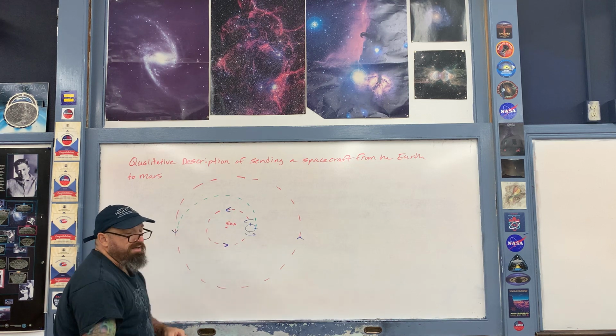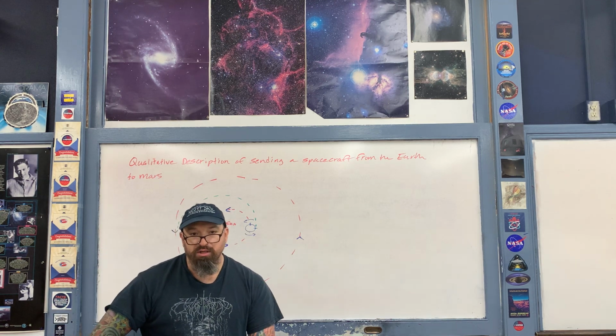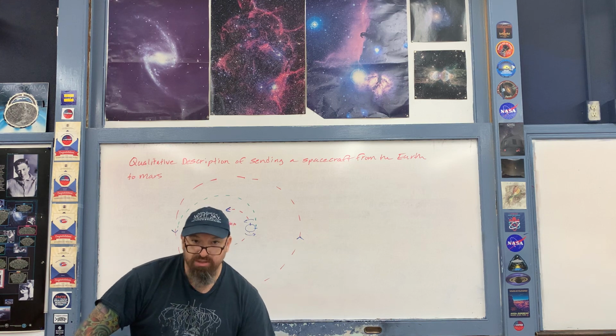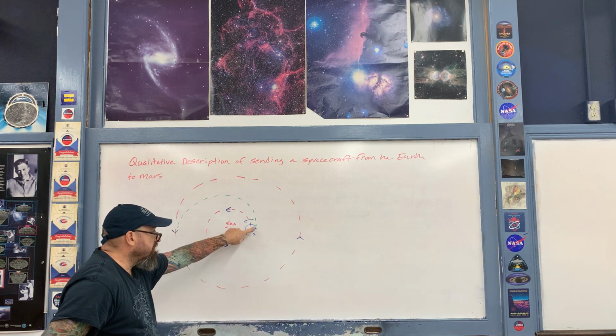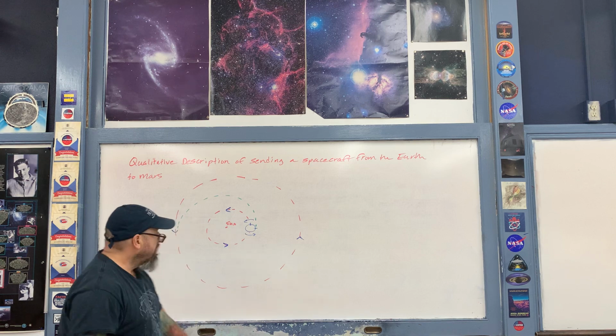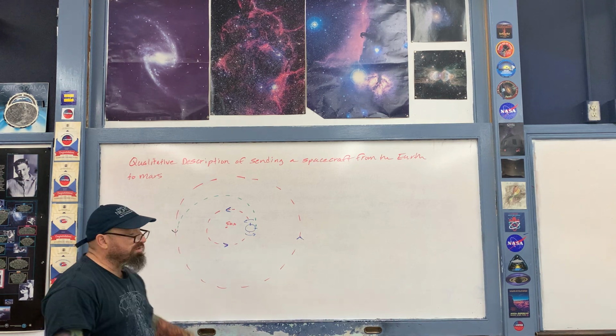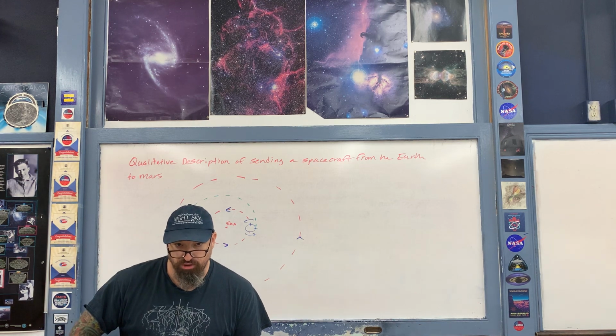Like so. It obeys Kepler's first law of planetary motion. It orbits the sun in an ellipse. Right here at the position of the Earth will be its perihelion position. Right here at the location of Mars, that will be its aphelion position.